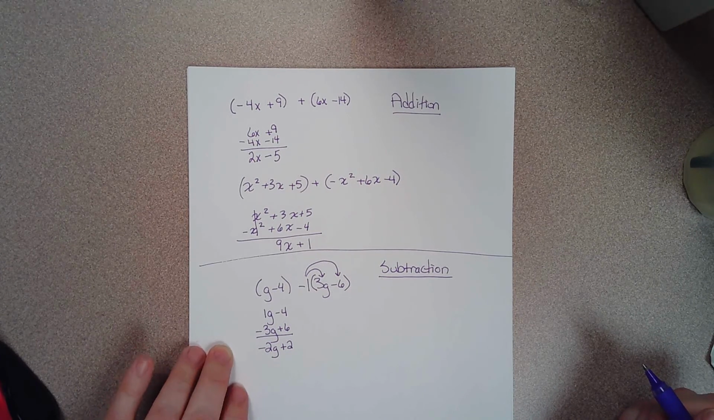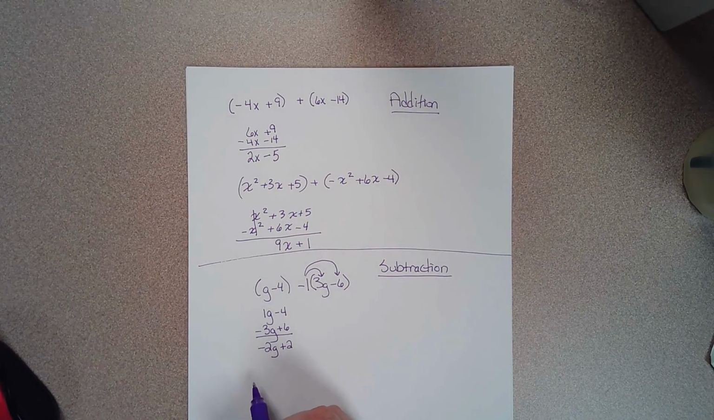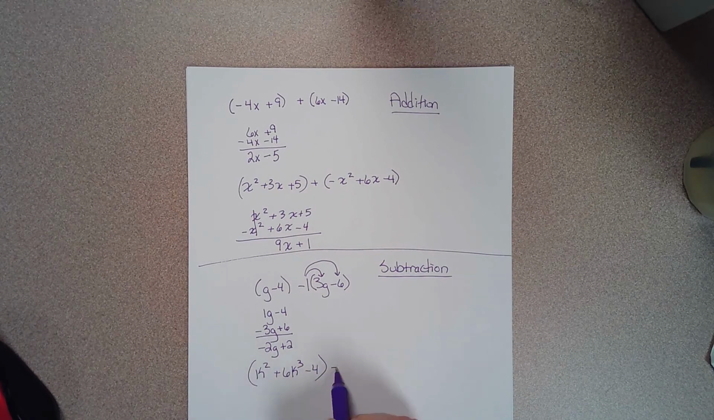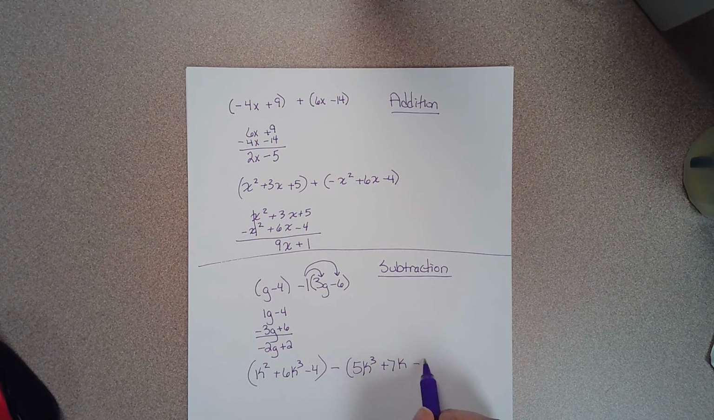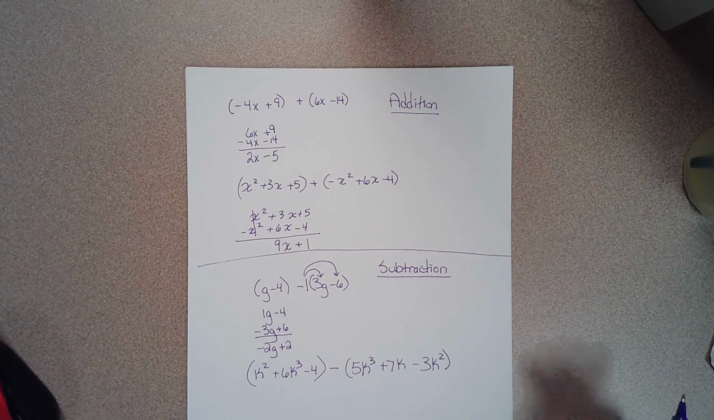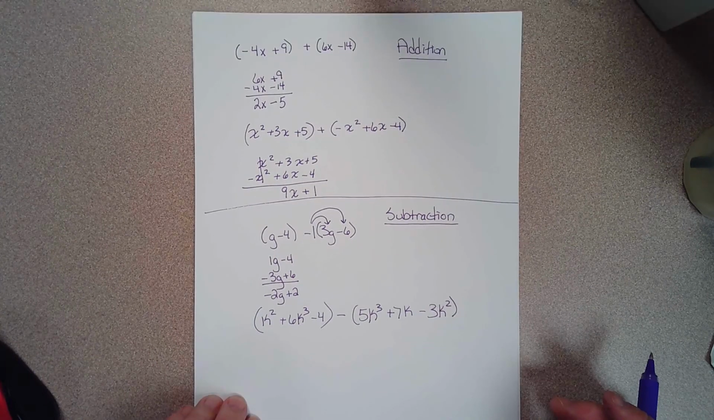Let's look at a second example. This time let's do a trinomial. So k squared plus 6k cubed minus 4 minus 5k cubed plus 7k minus 3k squared. Now in this particular problem, we have two steps. Let me push this up a little bit. We actually have two steps to do.